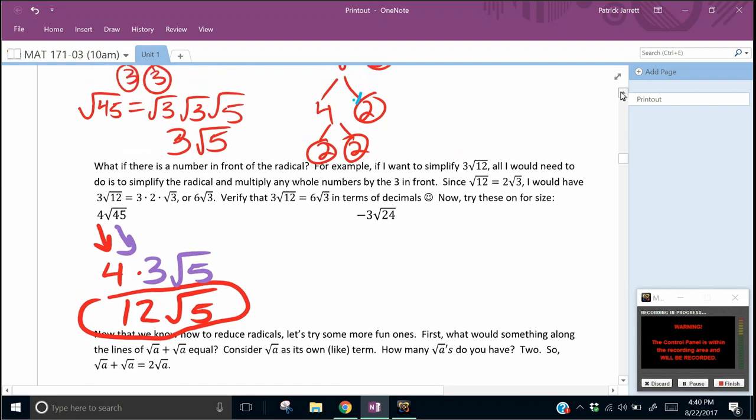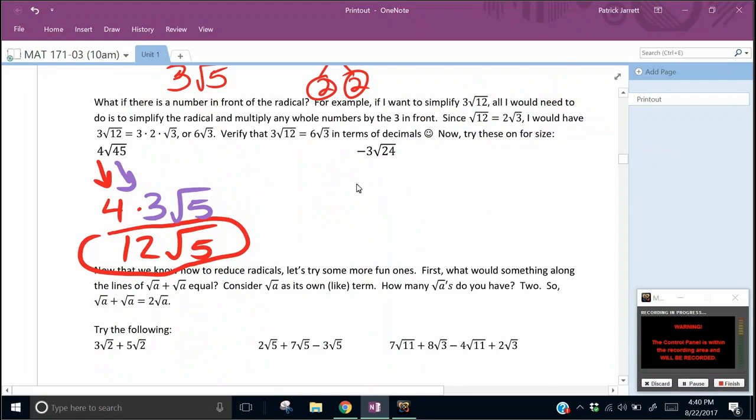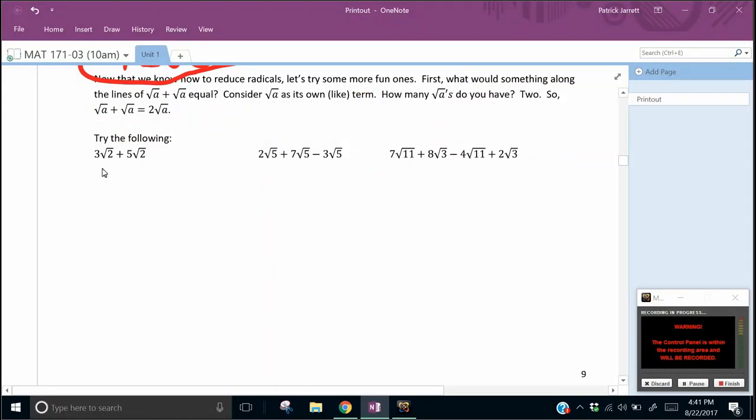Now, if you recall, the square root of 24 is going to be 2 root 6. So you have negative 3 times 2 root 6. So remember, wholes by wholes, radicals by radicals, you have negative 6 times the square root of 6. Now for these, basically, you kind of treat these as their own variable. 3 times the square root of 2 plus 5 times the square root of 2 is simply going to be 8 times the square root of 2.